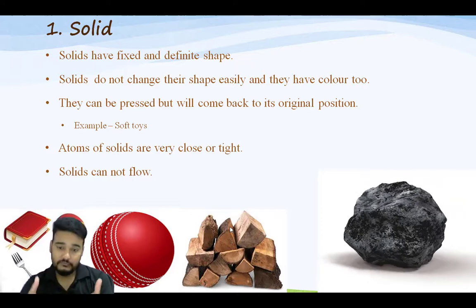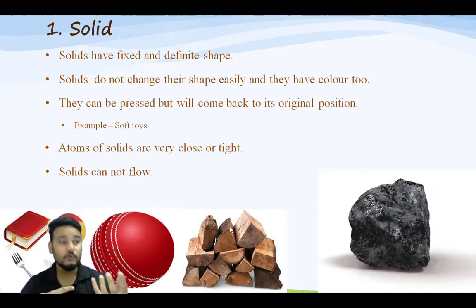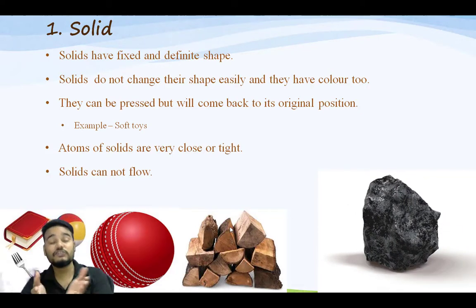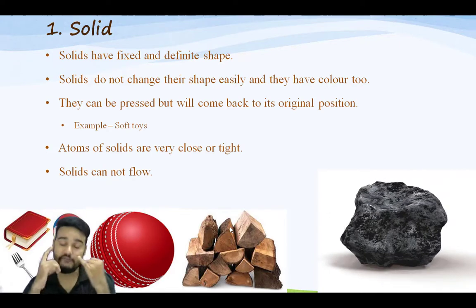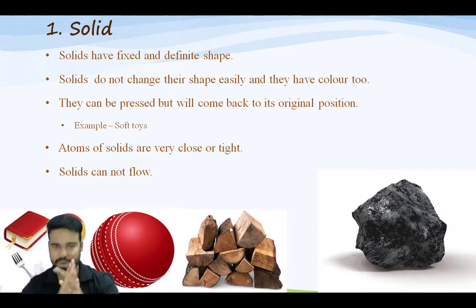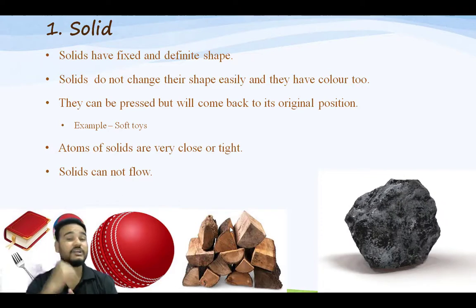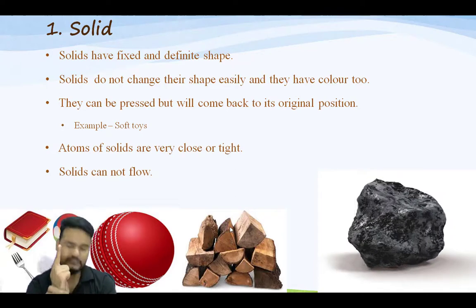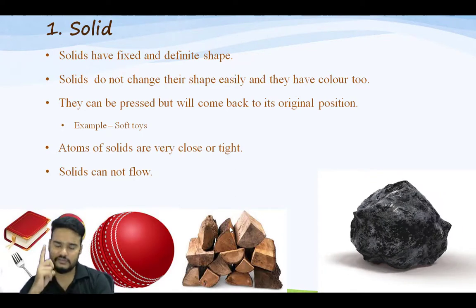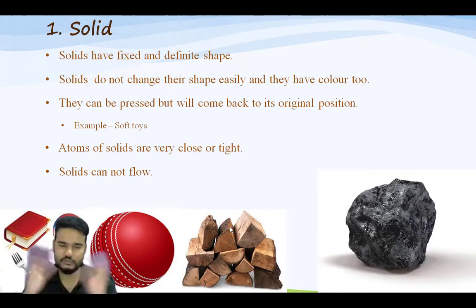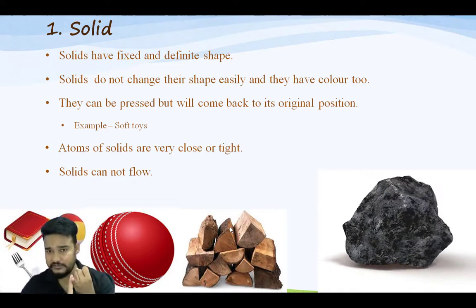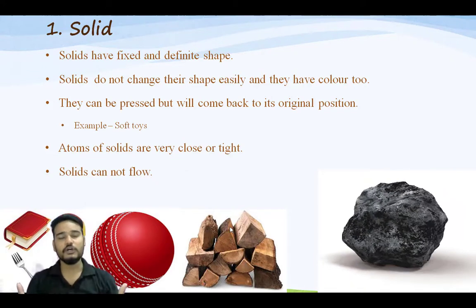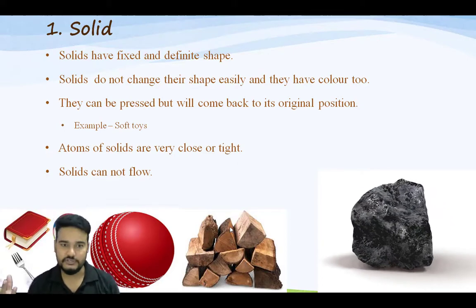Wood has its own shape. If we burn it, then it will make coal. Coal has its own shape. If we make ash, ash has its own shape and size. So solids have definite and fixed shape. First point. Second, they do not change their shape easily. They have fixed shape and size, okay, fixed and definite shape. They have size also, shape and size. They do not change their shape and size easily. They have colors also. They can be pressed also, but when released, they will go back to their original position.